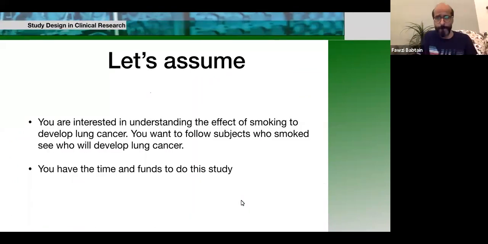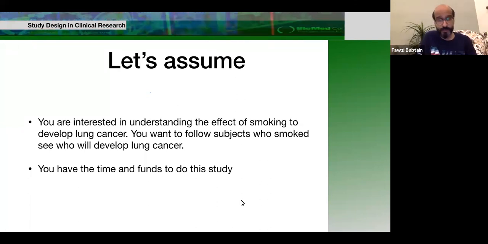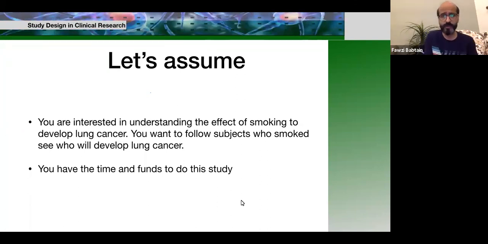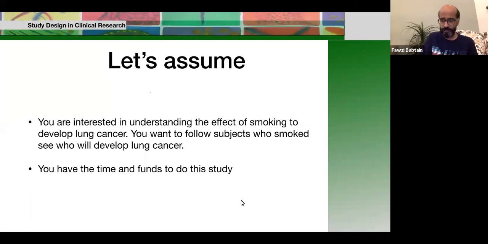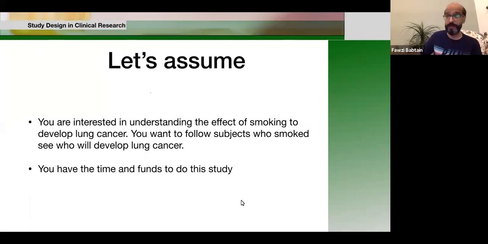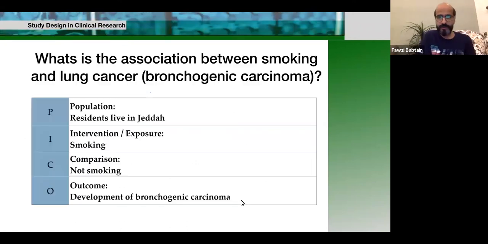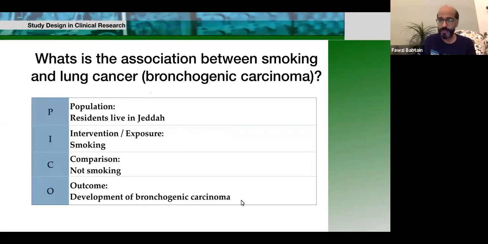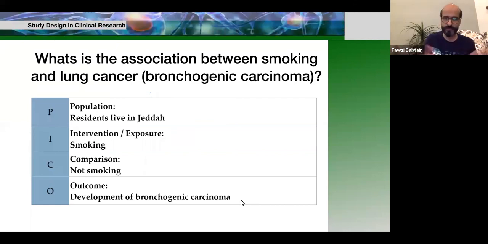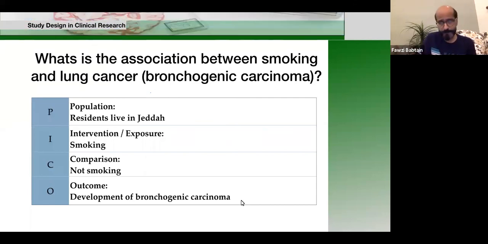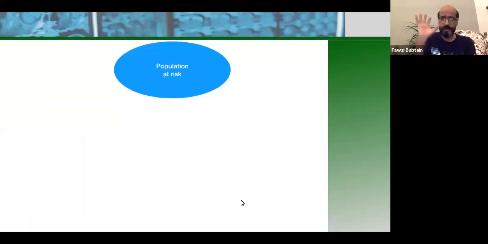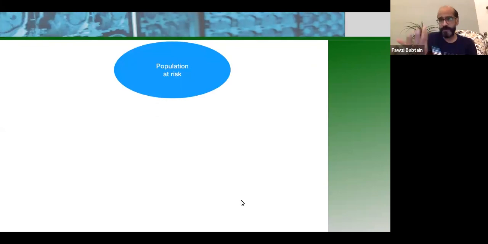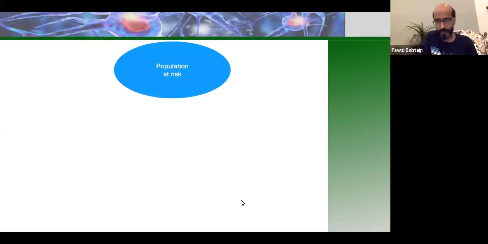Now, another assumption: you intend to study the effect of smoking on developing lung cancer, and you want to follow subjects who smoke and develop lung cancer. And you do have the time, you do have the funds to really bring up this study. Now, my research question is, what is the association between smoking and lung cancer or bronchogenic carcinoma, whatever? So my population is people who live in Jeddah. The intervention is exposure to smoking, comparison is non-smoking, and the outcome is the development of bronchogenic cancer.